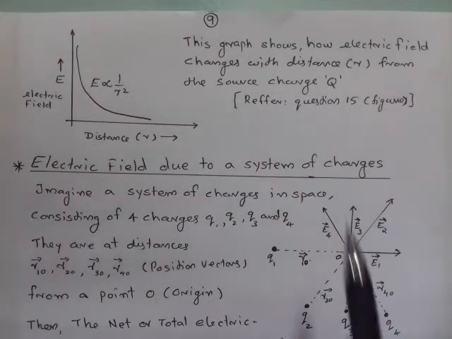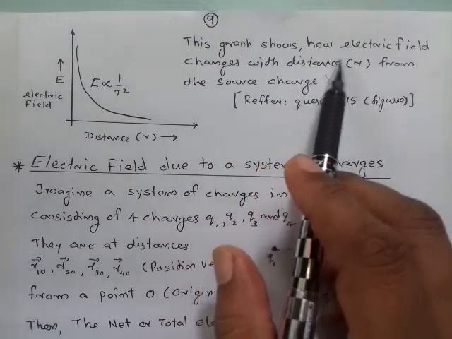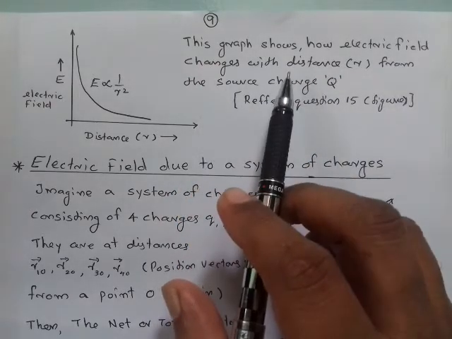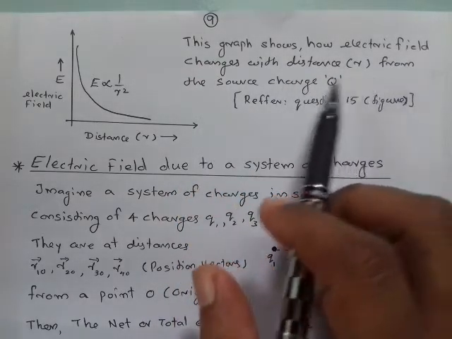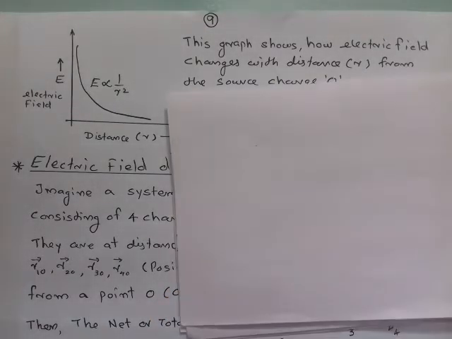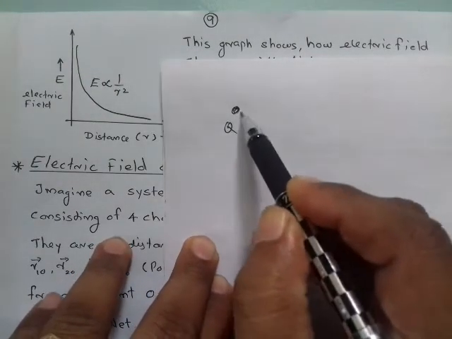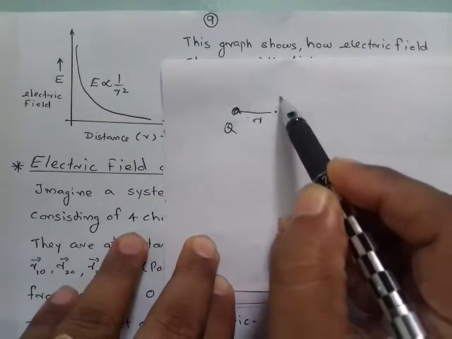Students, now page number 9. This graph shows how electric field changes with the distance r from the source charge q. Suppose here is a charge q and this is a distance r and this is a point P.